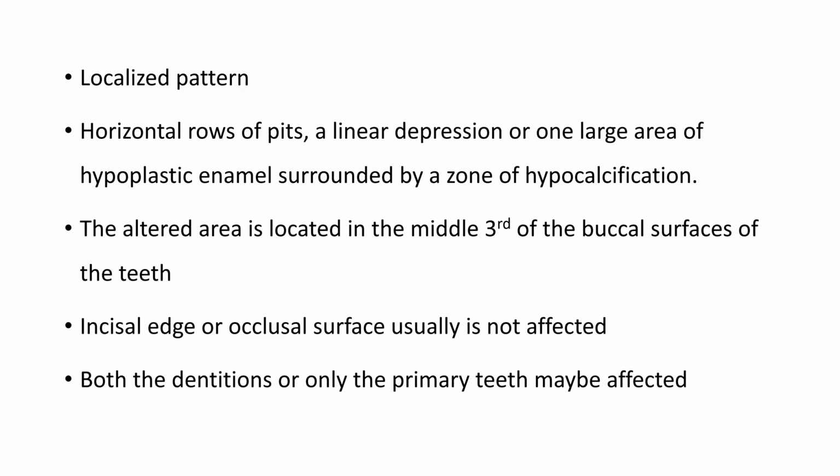In both dentitions, or only the primary teeth, may be affected. All the teeth may be altered or only scattered teeth may be affected. When the involvement is not diffuse, the pattern of affected teeth doesn't correlate with a specific time in development. The autosomal recessive type is more severe and typically demonstrates involvement of all teeth in both deciduous and permanent dentitions.